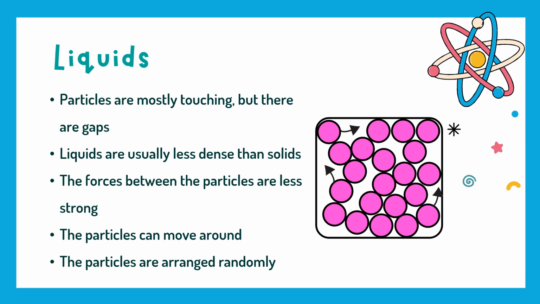Now, in a liquid, the forces between the particles are less strong. Therefore, the particles can actually move around. And one of the properties of a liquid is the fact that it can flow. So these particles can flow over each other and they move around. So they have a little bit more energy than the particles in a solid. These particles are arranged very randomly. There's no real pattern. They're not in a nice little row. So that is the particles in a liquid.